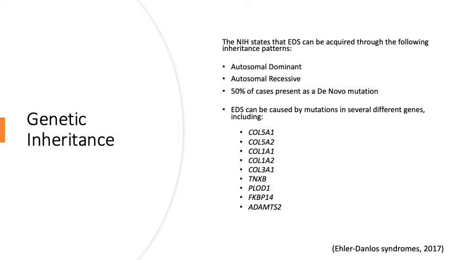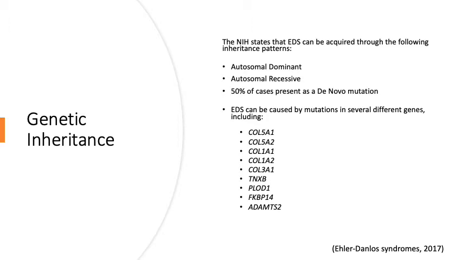Per the National Institutes of Health, EDS can be acquired via autosomal dominant and autosomal recessive inheritance patterns, as well as through de novo mutation. In an autosomal dominant disease, if you get the abnormal gene from only one parent, you can still get the disease. You have a 50% chance of passing the disorder on to a child. In an autosomal recessive disorder, you inherit two mutated genes, one from each parent, and have a 25% chance of passing the disorder on to a child.